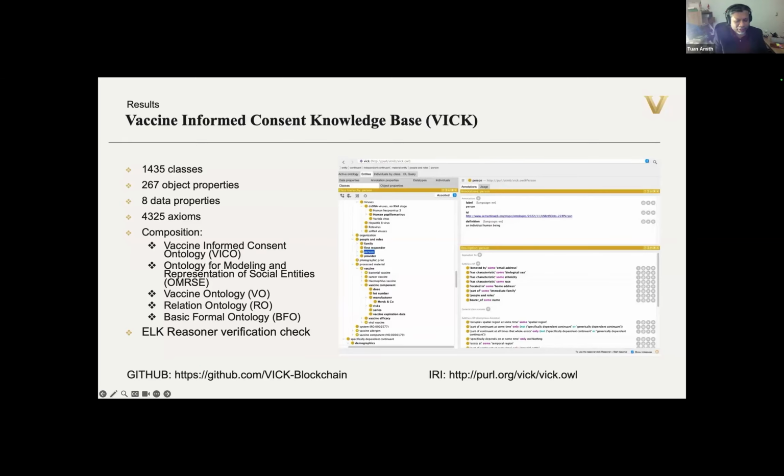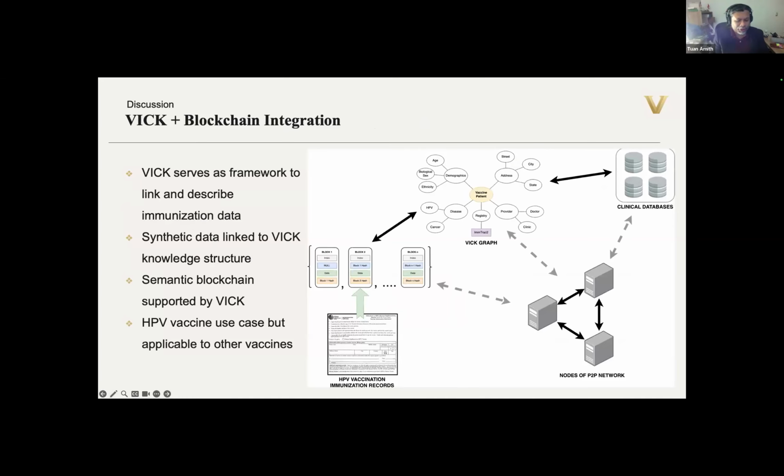So overall, this is the latest version, and there are probably going to be more updates in the future, as we'll mention later. This work is the first step towards the next stage, which is developing the semantic blockchain. So abstractly, the role of the knowledge graph links and describes the immunization data with external resources that are pertinent to the immunization data. Our main focus is on the HPV vaccine.